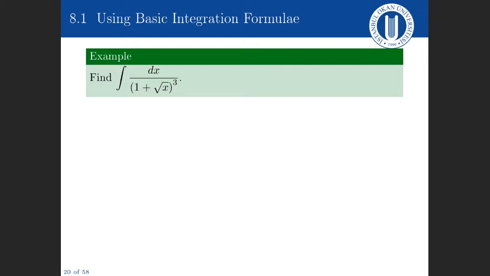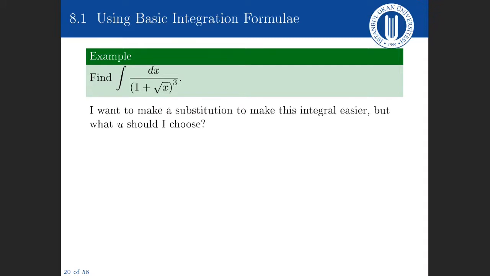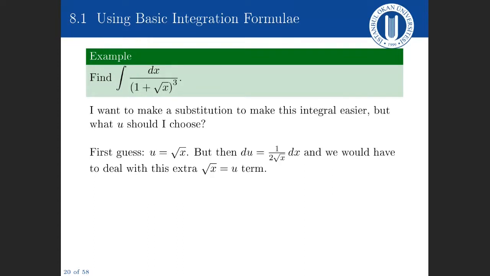Next example. Find the integral of dx divided by 1 plus root x cubed. I want to do a substitution, but what substitution should I do? My first guess would be to replace the square root of x by u. But this is not going to work. If we do this, then we get du is 1 over 2 square root of x dx, and then we have an extra square root of x term, which adds complication. So I don't want to do this.